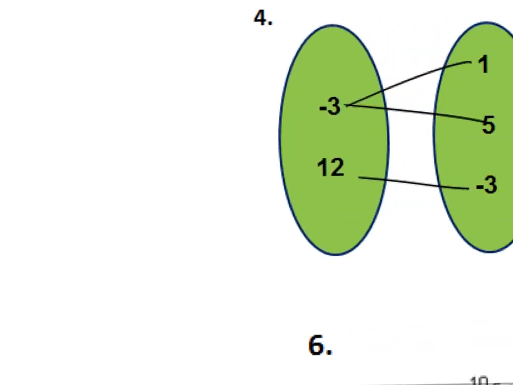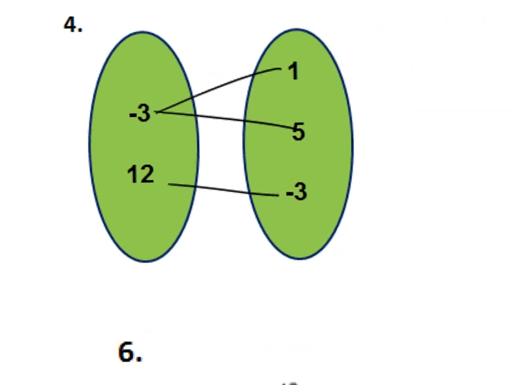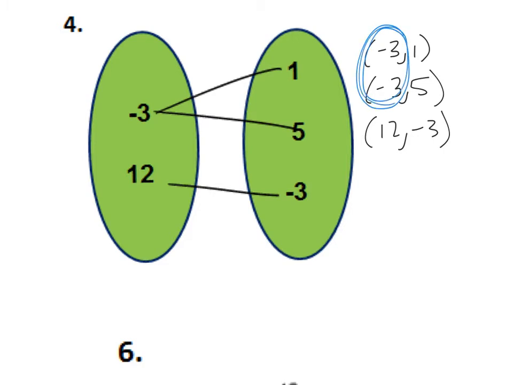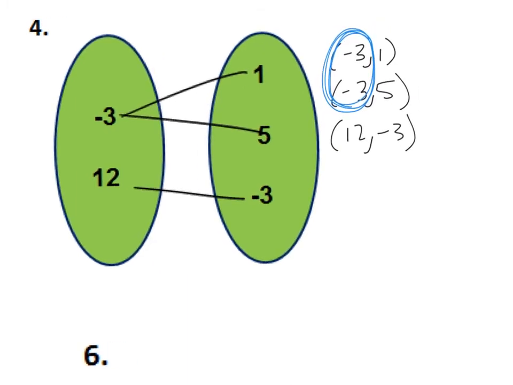Going over to number 4. Again, if you need to think about these in terms of ordered pairs, this is -3 going to 1, -3 going to 5, and 12 going to -3. And the fact that this -3 goes to 2 different Y values, that's the X being repeated. If you would sketch a graph of this, this would not pass the vertical line test. So this is not a function.